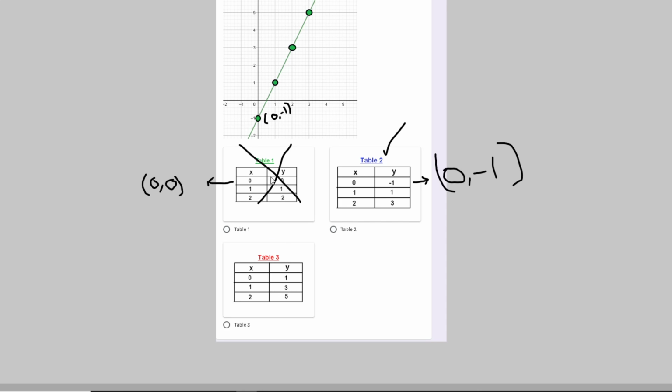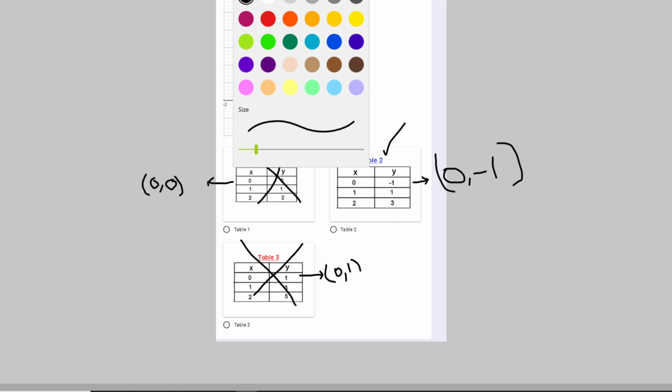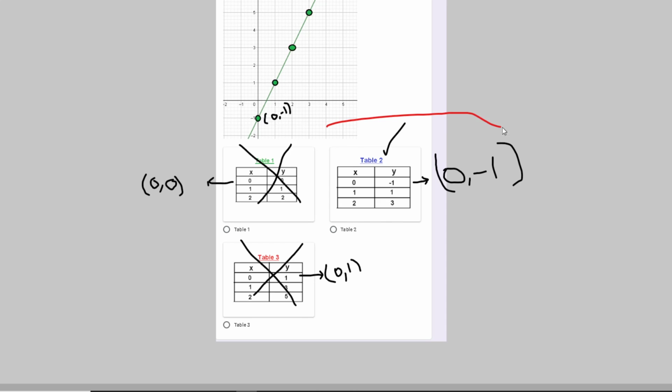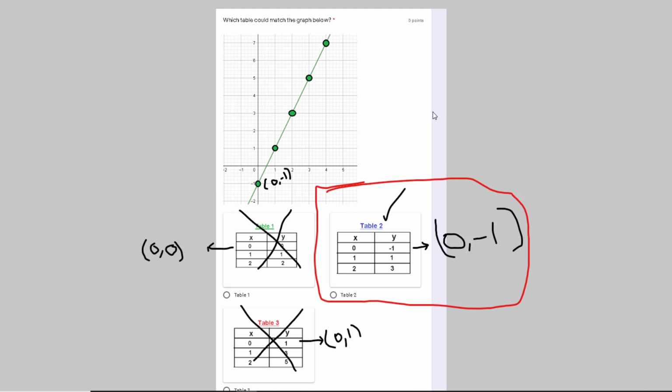Let's look at table 3 here. 0, 1 should be on the graph. All right, this first row, 0, 1. Now, we said 0, -1 was right here, but I don't see anything right here. This would be 0, 1. There's nothing there, so this table can't be it either. That means that you didn't even need to go through the whole table. That must be our correct answer.